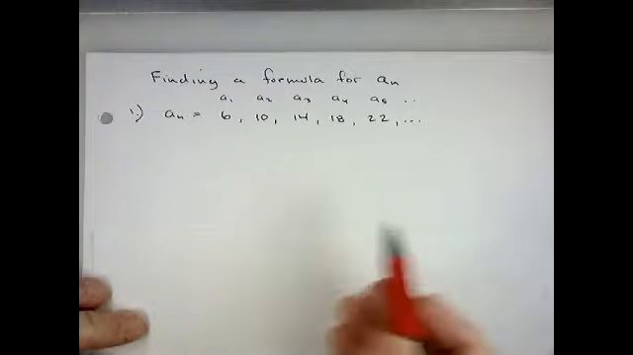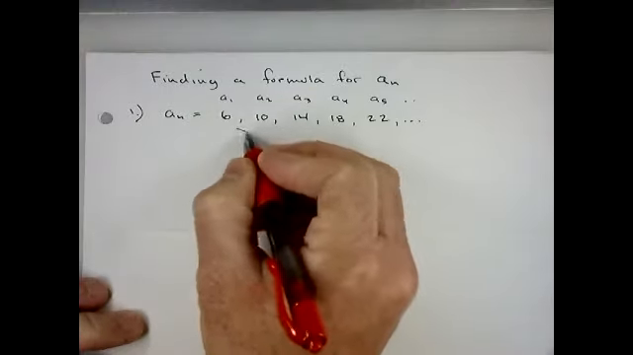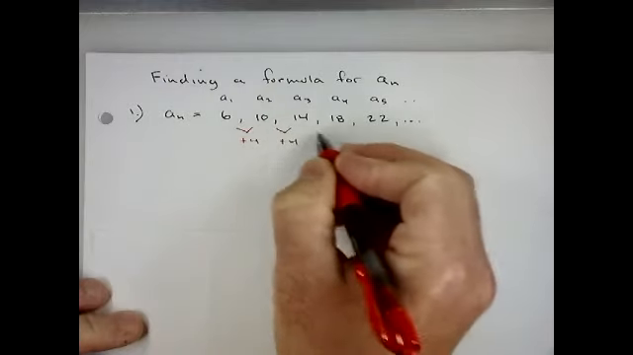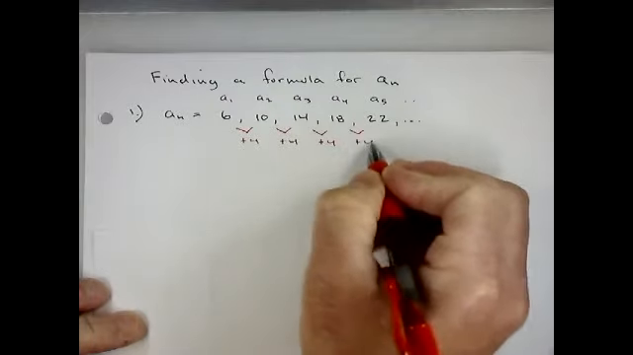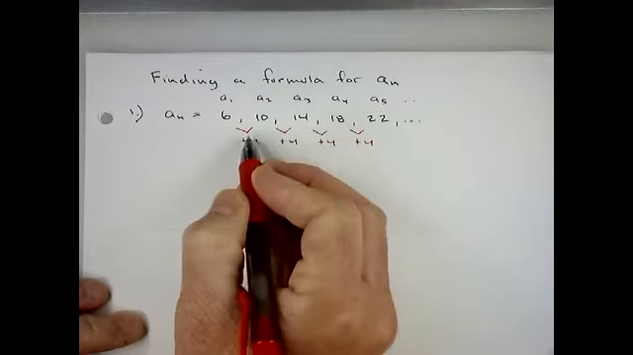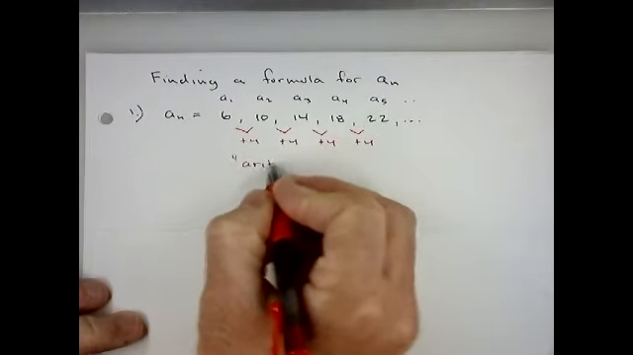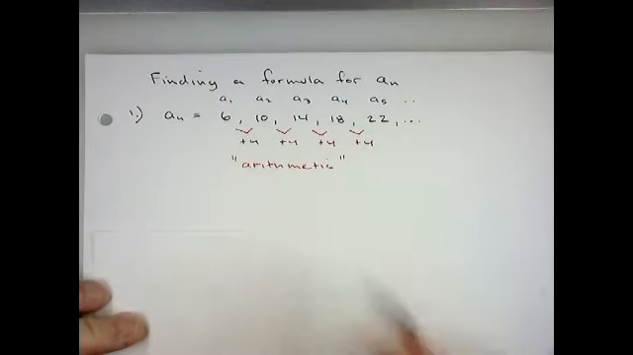So there's got to be some kind of a pattern here, right? And this one's hopefully pretty obvious. We're just adding 4 to get from one term to the next. And when that happens, when you're adding or even subtracting the same number to get from one term to the next, we call that an arithmetic sequence. Okay, this is arithmetic. And those are very common.